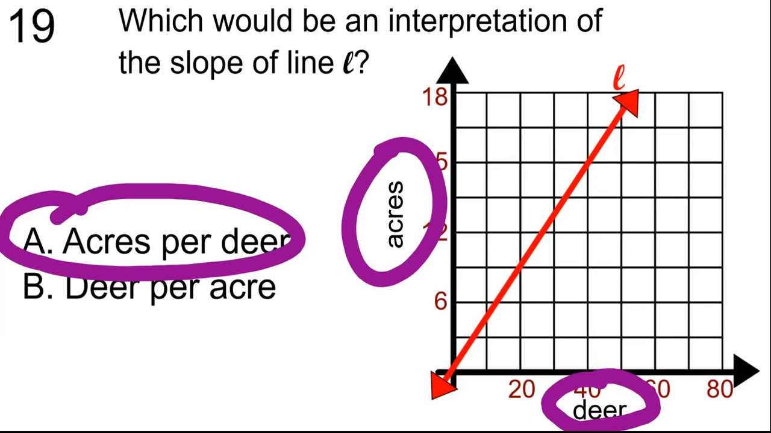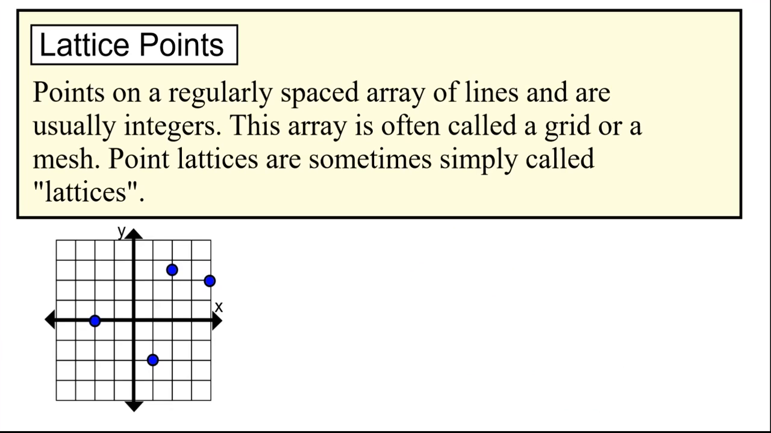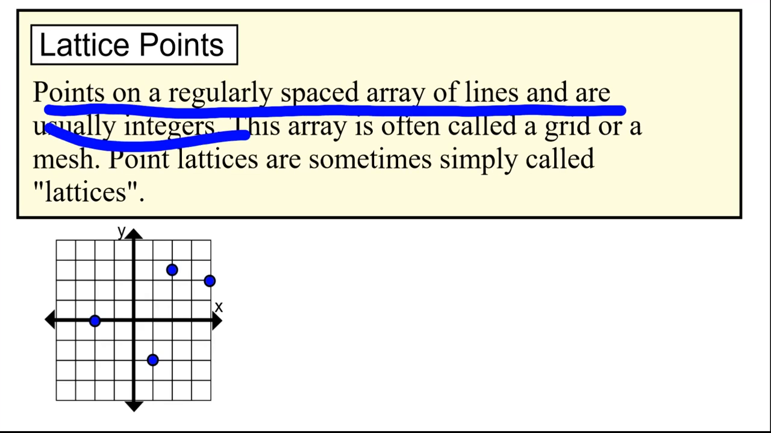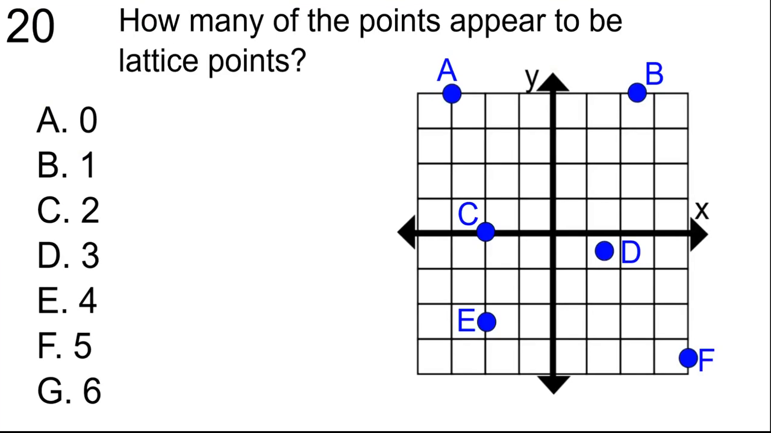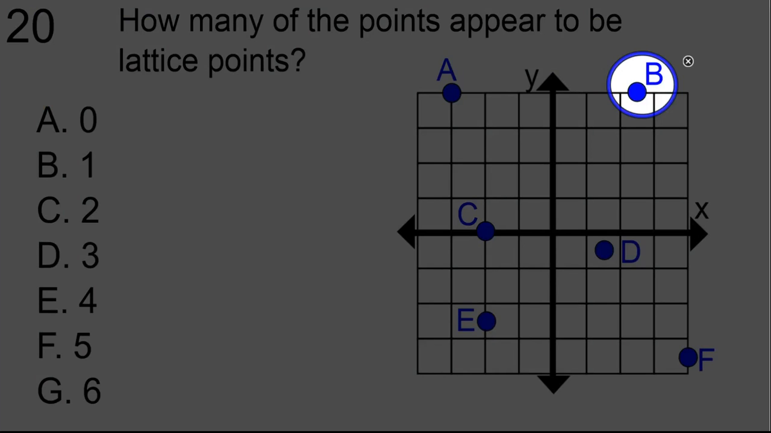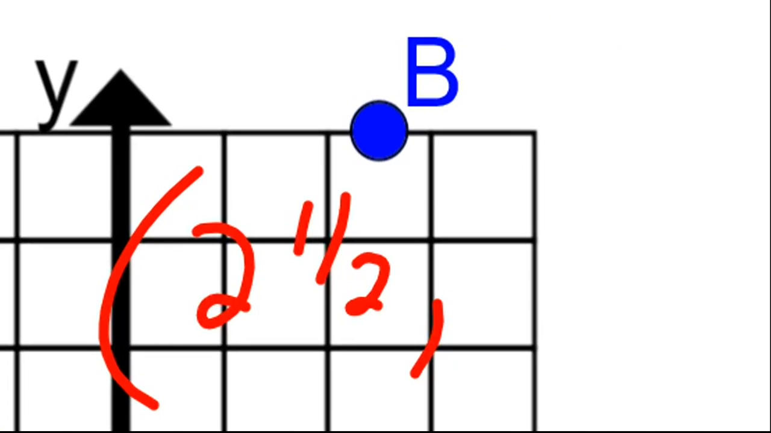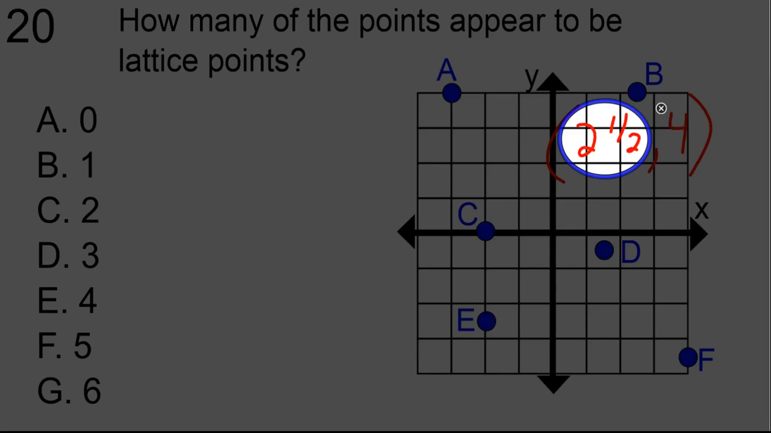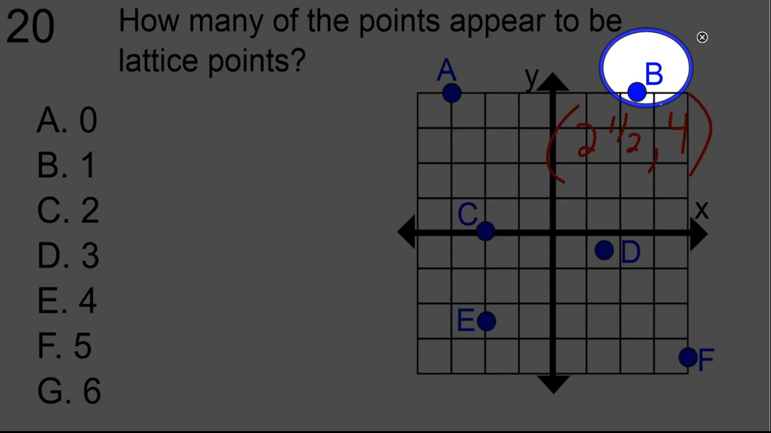Before we go, I want to talk about lattice points and using them to find slope. Lattice points are points on a regularly spaced array of lines and are usually integers. In number 20, how many of the points appear to be lattice points? Point B is clearly not lattice. We might want to think of its coordinates as 2.5, 4. 2.5 is not an integer, and B is not lattice.